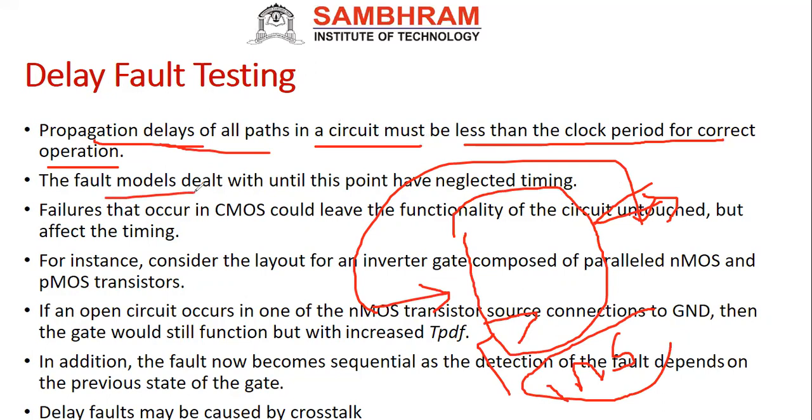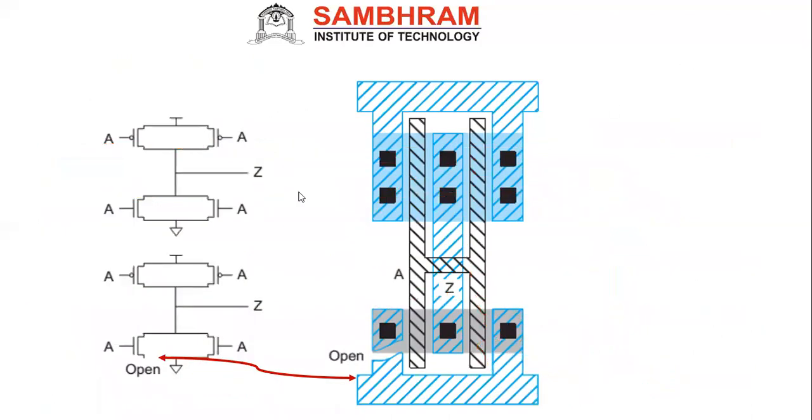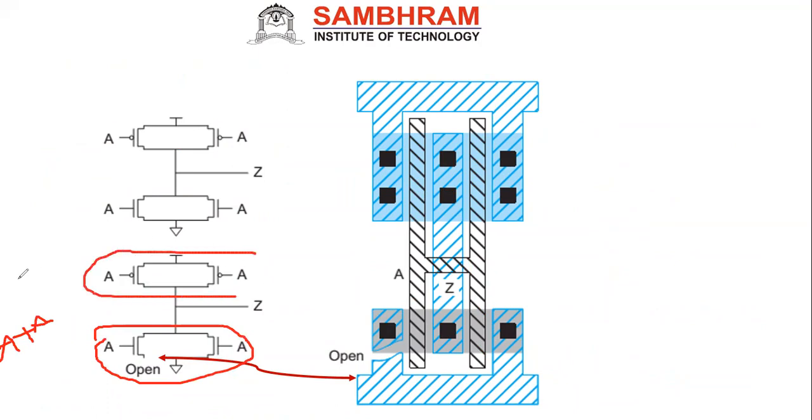Next, the fault models dealt with until this point neglect the timing. Till now we have not pointed out the timing. Now how it will happen, let me show you an example. See here, this is our circuit. This is the inverter actually. See here, the NMOS both are parallel, that is A plus A, right? This is A plus A. The PMOS both are parallel, meaning A dot A. So this is nothing but a one-inverter kind of circuit.